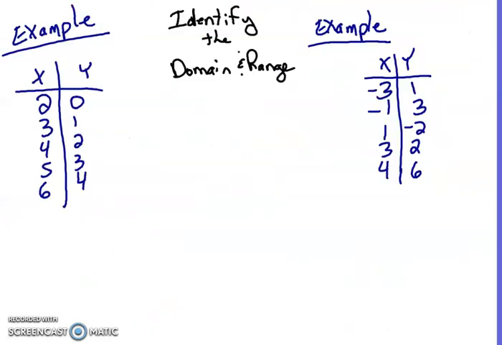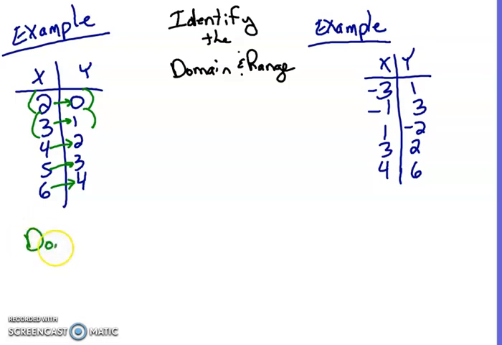So let's look at an example again. If I had this XY chart, this is a relation because I have a bunch of ordered pairs, and we have to identify the domain and range. It's also a function because every input has one output. When I substitute 3, I get 1. When I substitute 4, I get 2. Substitute 5, I get 3. When I substitute 6, I get 4. So this is a function. It's a relation, but it's also a function.